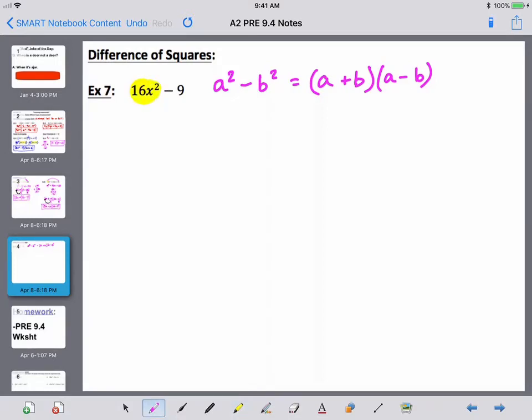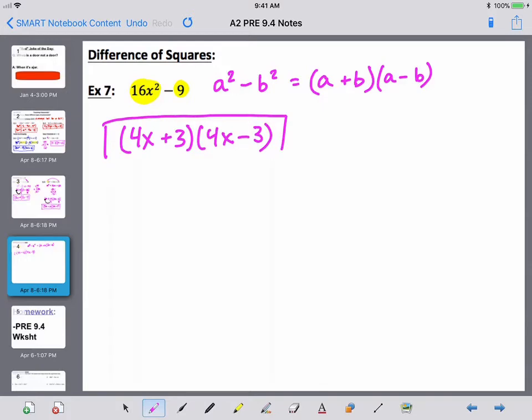So the square root of 16x squared is 4x. The square root of 9 is 3. So a and b are just 4x and 3. Okay, so this is our factored form of the difference of two squares.